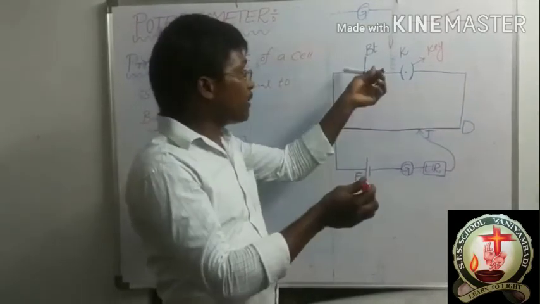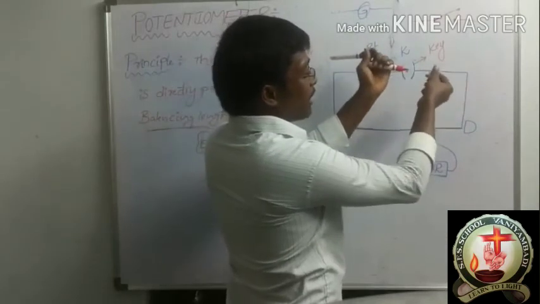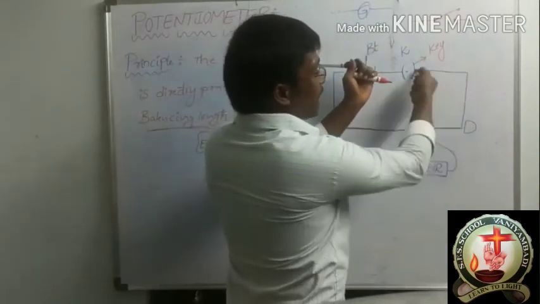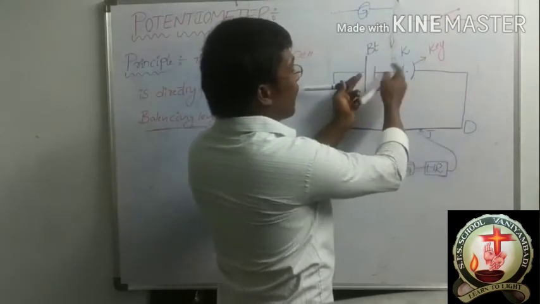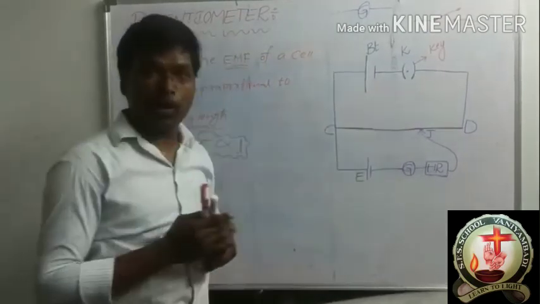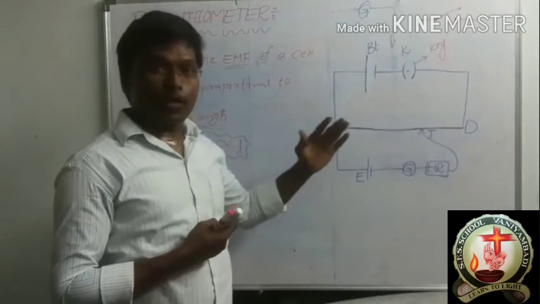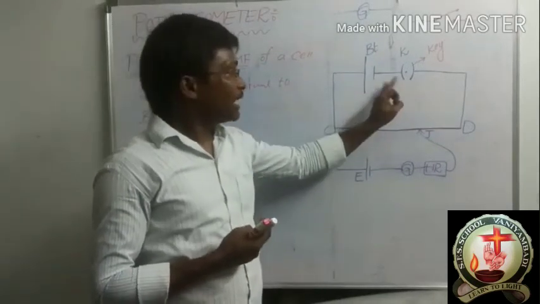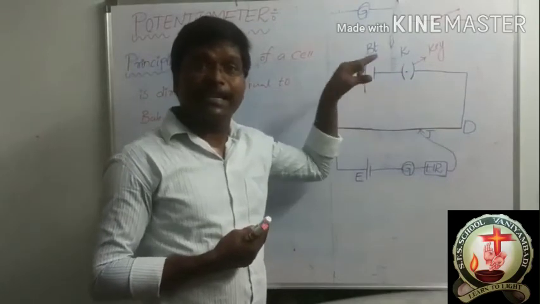Okay, suppose this is the battery, this is the key, and this is the potentiometer wire. The potentiometer wire end is connected to the key end, which is connected to the battery end, which is again connected to the potentiometer wire. So it consists of battery, key and potentiometer wire. These three are connected in a series format.